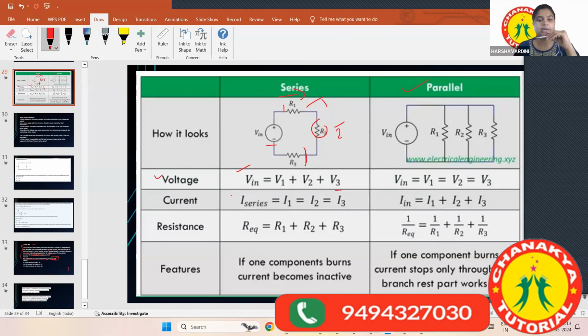Coming to current, please note it very, very carefully. In series, there will be no change in current. The current will be the same throughout. But in parallel, the current will not be the same. The current here will be different, the current here will be different, the current here will be different.